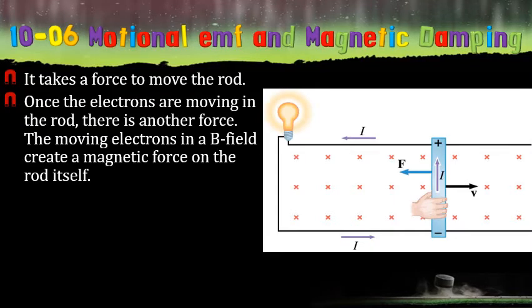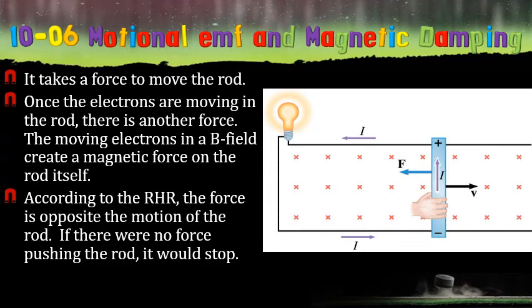Now, once the current is flowing, now it is a current carrying wire in a magnetic field. So you can use the right-hand rule on that. Fingers going into the page. This time, because we're talking about the current, your thumb would point up towards the top of the screen, and your palm would face towards the left. And look, there's a force on this current carrying wire towards the left, opposite the direction you're moving. So according to the right-hand rule, the force is opposite the motion of the rod. If there is no force pushing the rod, it would actually stop.